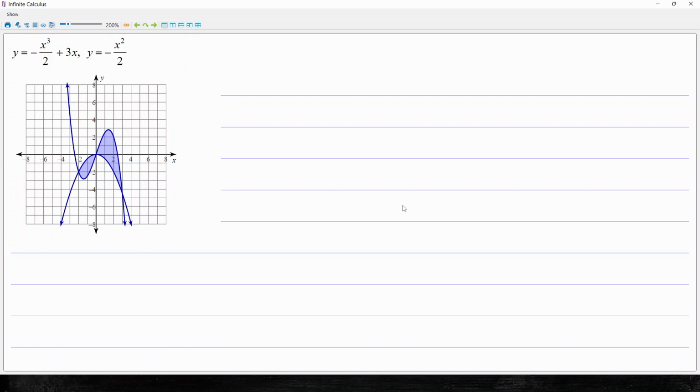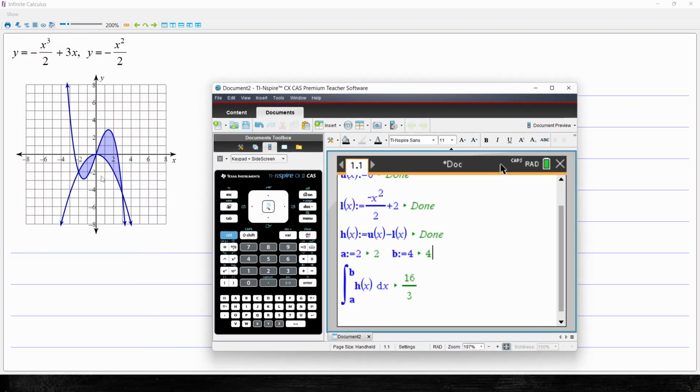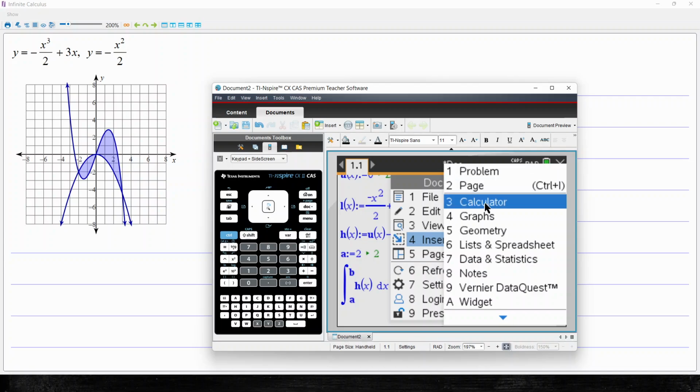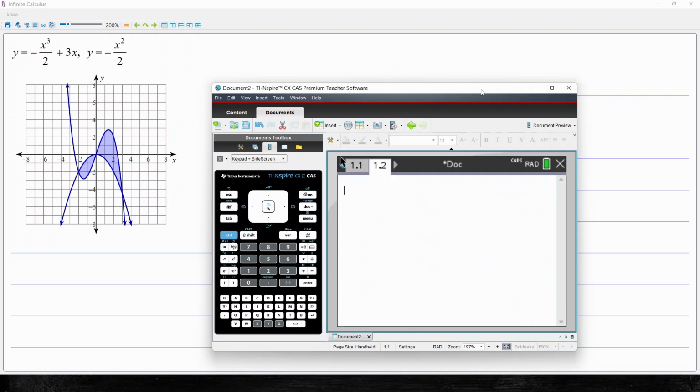In this next example, we have to find the area trapped between a cubic function and a parabola. And I will try to solve this without the help of the graph, but if a graph is given, certainly it is very helpful. So in order to solve this with the CAS calculator without the help of the graph, we need to find the point of intersection. So we'll need to add a calculator page.